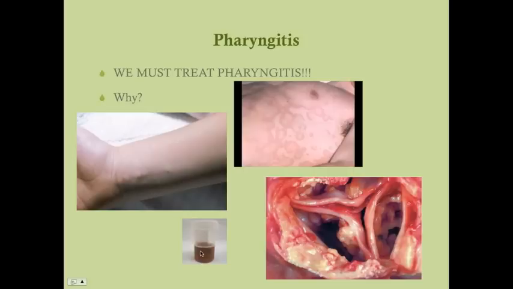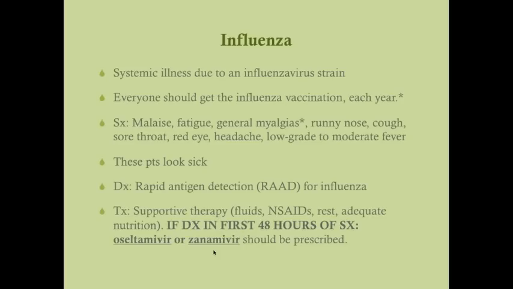So, all right, influenza. Up until now, we've been talking about localized illnesses. Influenza is a systemic illness. And you're going to notice that this is a systemic illness based on some of the symptoms. And this is caused from an influenza virus strain. There's multiple different strains. And so because of that, everybody should get the influenza vaccination every single year.